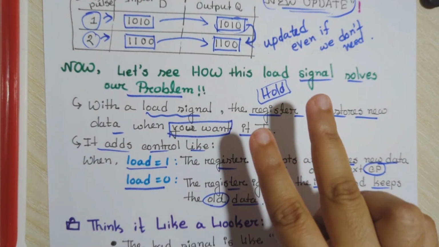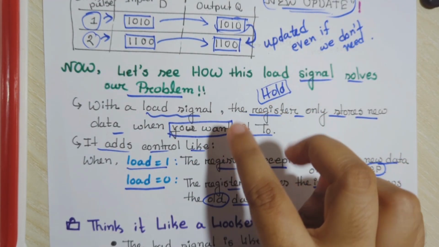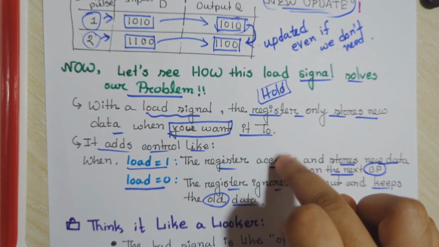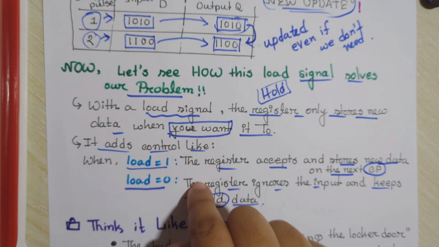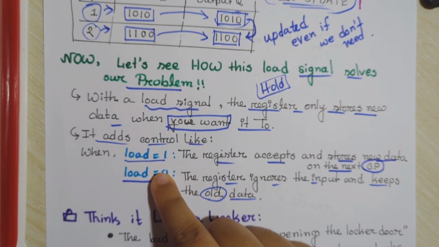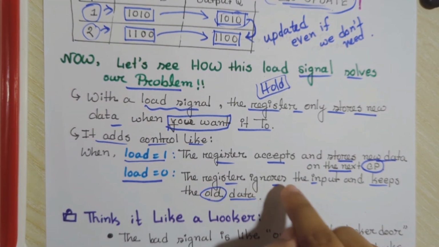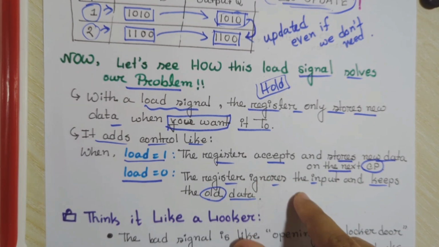Here we have two functions. One is that we store new data, and the second is that we hold our previous data. The load fulfills both conditions. If the load is 1, then the register will accept new data, and if the load is 0, then the register will not accept the new data given as input. The register will ignore that input and keep the old data.